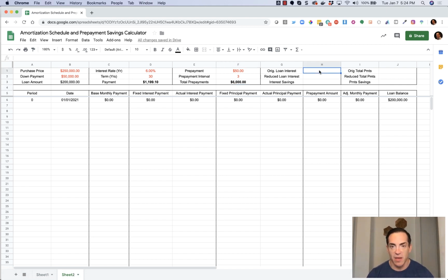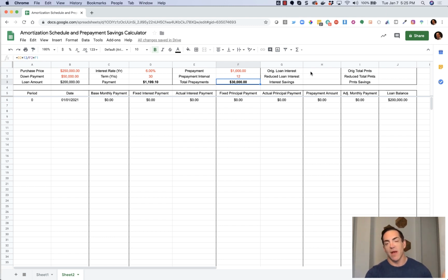And then original loan interest versus reduced loan interest. We'll come back around to that. And original total payments versus reduced total payments. Basically, once we fill in everything else, we can put in different values for prepayments. We can say, hey, what if I pay an extra $1,000 once a year? That would be a prepayment of $1,000 and a prepayment interval of 12, once every 12 months.